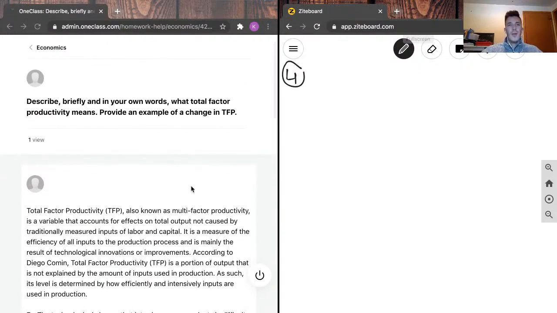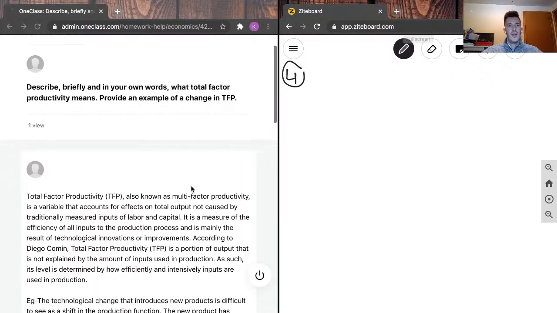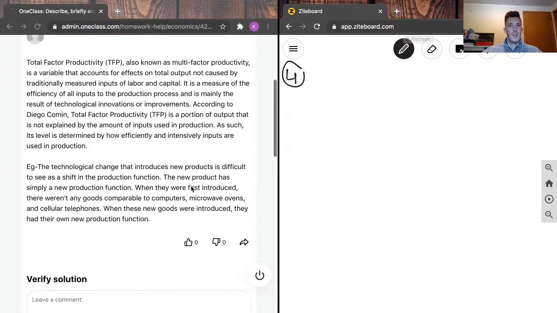Describe briefly what total factor productivity means and provide an example of a change in total factor productivity. Total factor productivity, also known as multi-factor productivity, is a variable that accounts for effects on total output not caused by traditionally measured inputs of labor and capital. And labor and capital are essentially the two common inputs in every single objective function you'll work on.